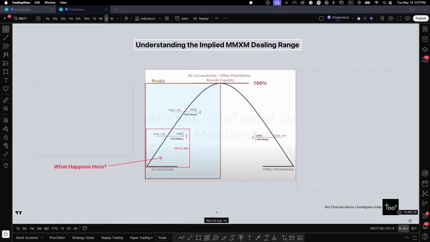And this is what ICT is talking about. Now, this is a market maker sell model, not a market maker buy model, but this is when he's talking about that buying opportunity at 20 to 30% of the range. It's in here, I highlighted it for you. And this is your 100% of the range, which is buy-side liquidity, accumulation, or offset distribution. Now, the question I have for you is, what do you think is happening in this 20 to 30% that makes it so important?